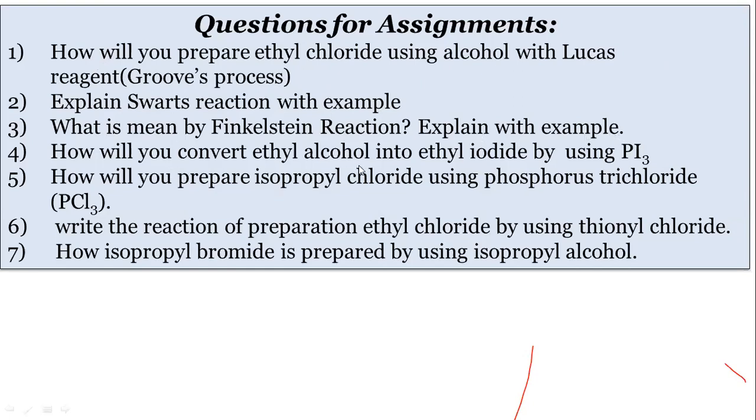How will you convert ethyl alcohol into ethyl iodide by using PI3? Remember this PI3 is prepared in situ. This is already explained. This is again 1 mark. This is also a 1 mark question. Write the reaction of the preparation of ethyl chloride by using thionyl chloride. This is Darzens process. This I also explained: how isopropyl bromide is prepared by using isopropyl alcohol. Yes, remember, isopropyl bromide is prepared from isopropyl alcohol using HBr, but HBr being unstable, it is prepared by NaBr plus H2SO4 in situ.